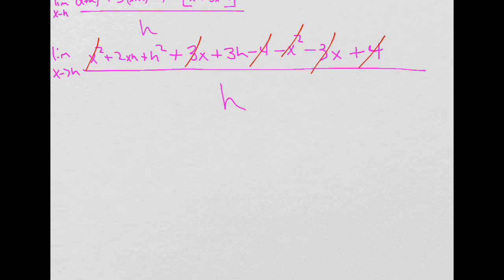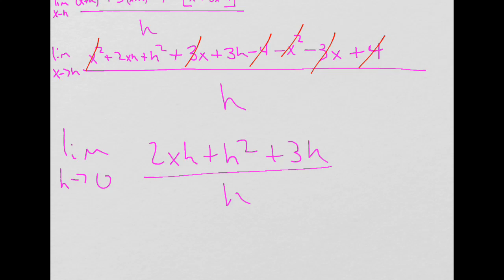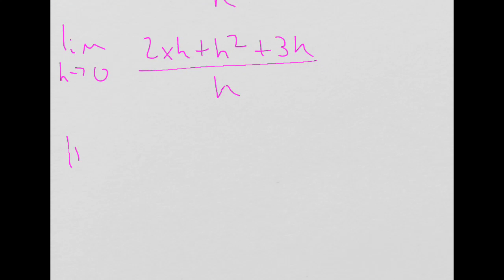Okay, so sometimes when it's this long, I probably want to just rewrite it so I can see what I've got left. So I've got 2xh plus h squared plus 3h all over h, and I can factor an h out. Does everybody see if I factor that h out, the h on the bottom is going to cancel out? That's what I'm wanting to happen. So I'm going to skip writing that step if that's okay with everybody. So really I've got 2x plus h plus 3.